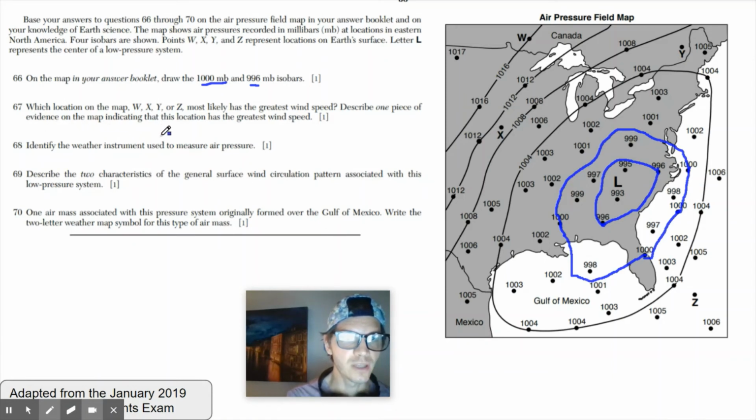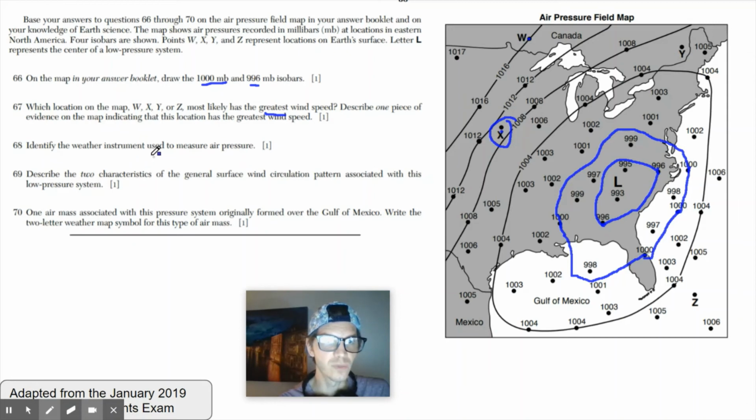67, which location on the map has the greatest wind speed? And give one piece of evidence that indicates this. So we have W, X, Z, and Y. I'm looking for the greatest wind speed, which would mean where the isobars are closest together. So that would be point X.